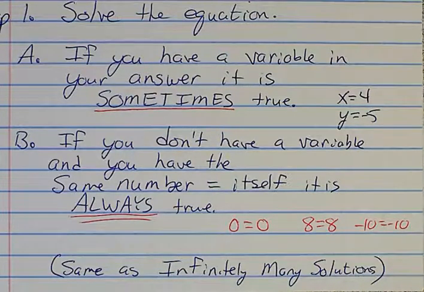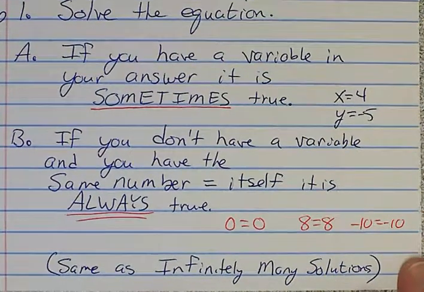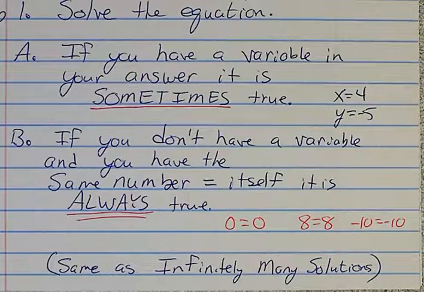So that's basically the same thing as infinitely many solutions, because it's basically saying, all right, they kind of gave you a trick question where they gave you the same thing equal to itself anyway, and you just had to kind of work it out.